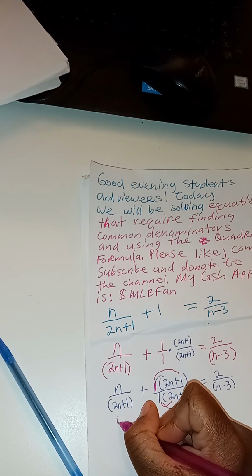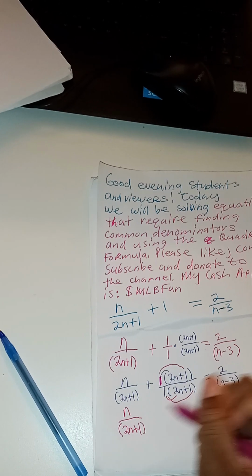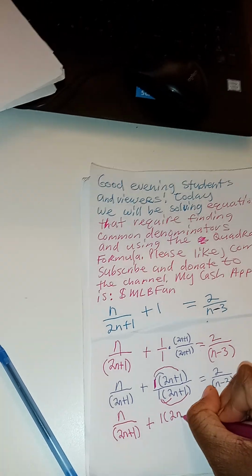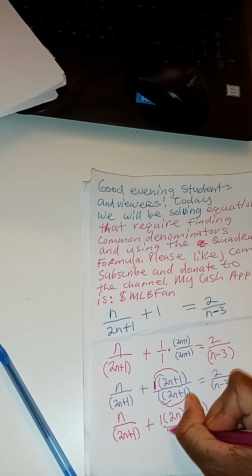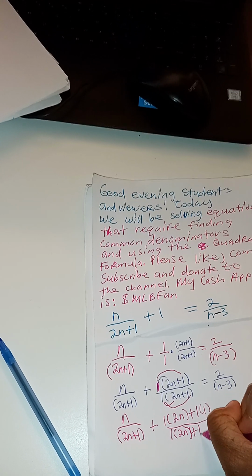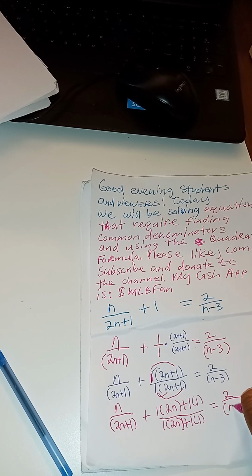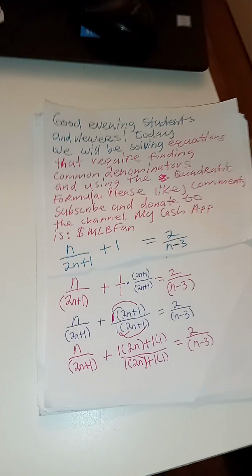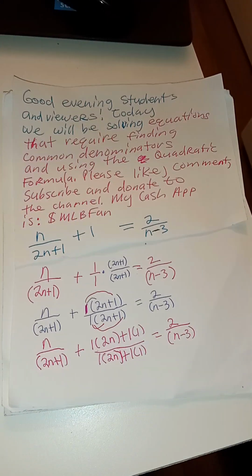So n divided by 2n plus 1 plus 1 times 2n plus 1 times 1 divided by 1 times 2n plus 1 times 1 is equal to 2 divided by n minus 3. And let's have this marinate for a little bit. So let's let this marinate in our heads here.